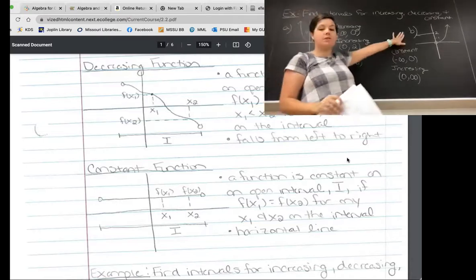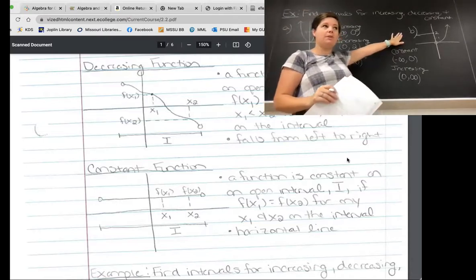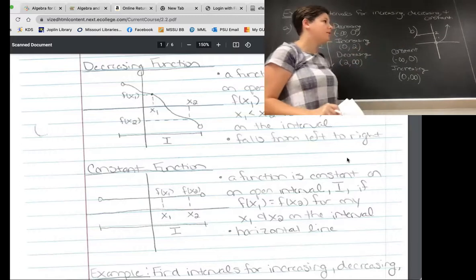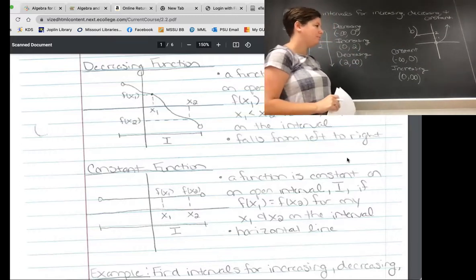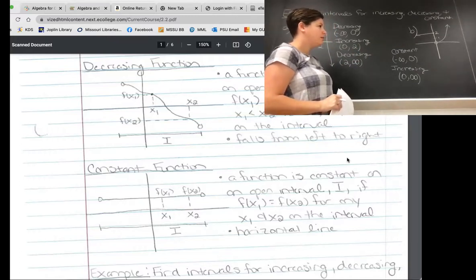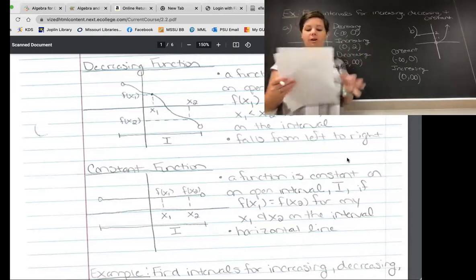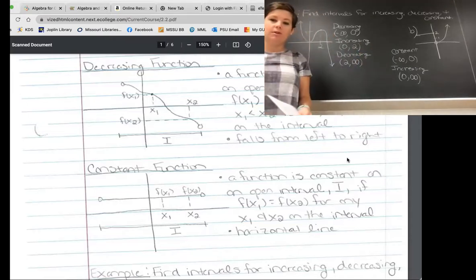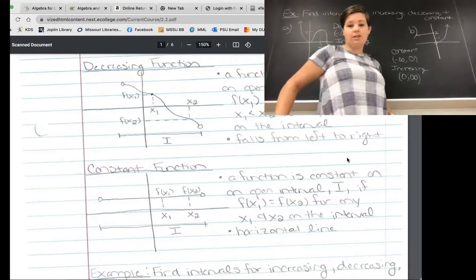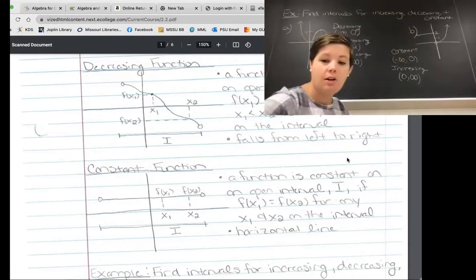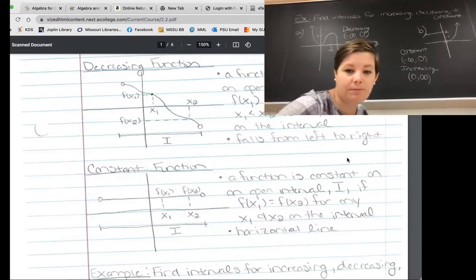This style of graph is called a piecewise graph, and we will do more with that at the end of the lesson today on how these work and how we graph them. So start with the left, follow your graph, see if it's increasing, if it's decreasing, if it's constant, and then write the interval in respects to your x values with that.